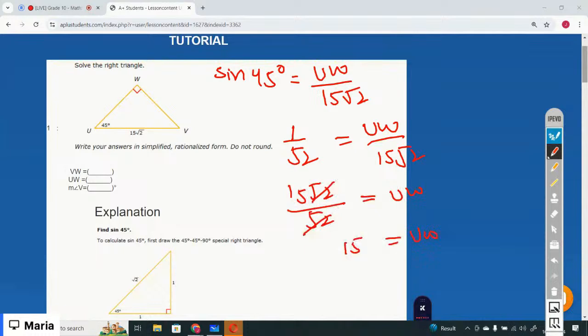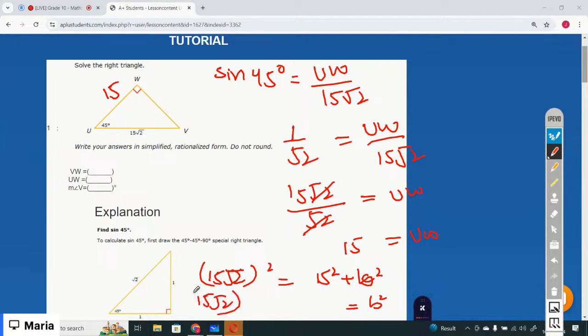So that means you can evaluate these triangles without comparing them to special triangles, right? So UW equals 15. Now you have this side, you can find the other side by using the Pythagorean theorem, because that is a right angle triangle. The hypotenuse is 15 square root 2, so hypotenuse squared equals 15 squared plus b squared, so b squared equals 15 square root 2 squared minus 15 squared.